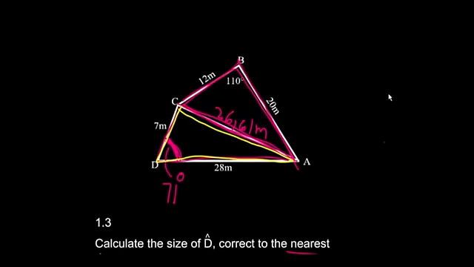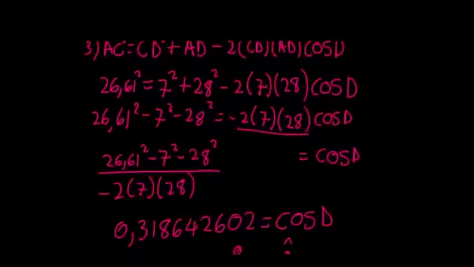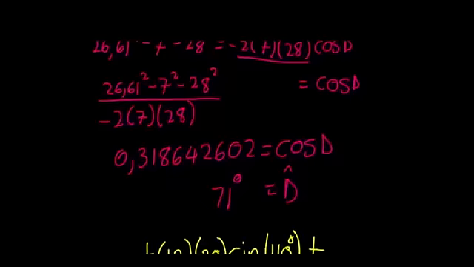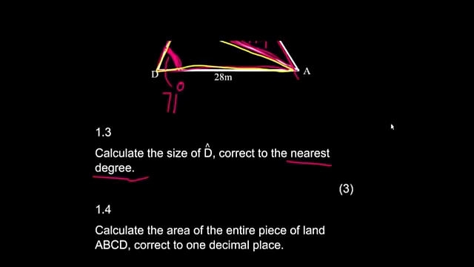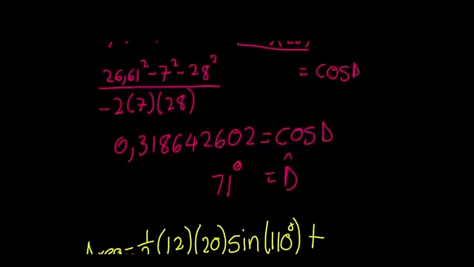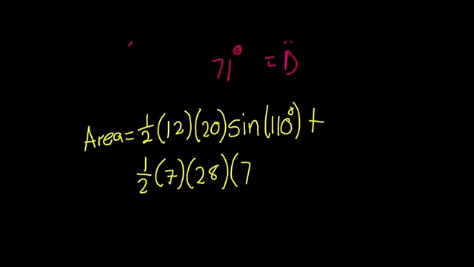Let's go with the 7 and the 28. Plus half times the 7 times the 28. And that is all multiplied by the included angle, which we worked out in the previous question, which happens to be 71. And now it's just a matter of entering all that in our calculators.